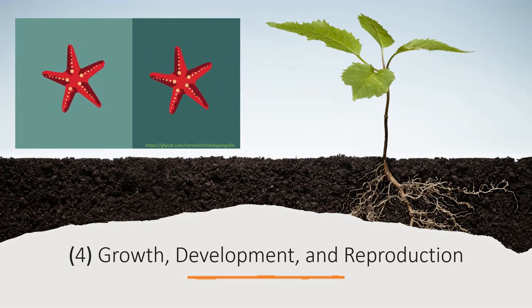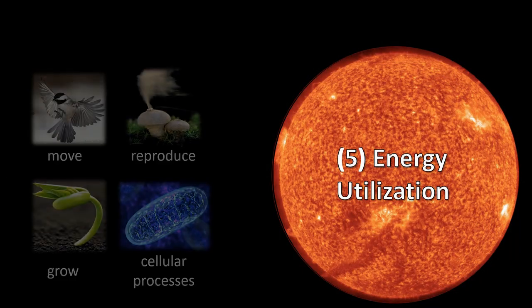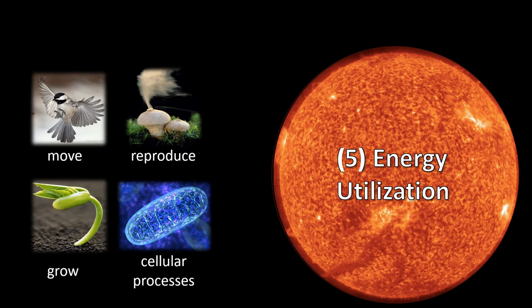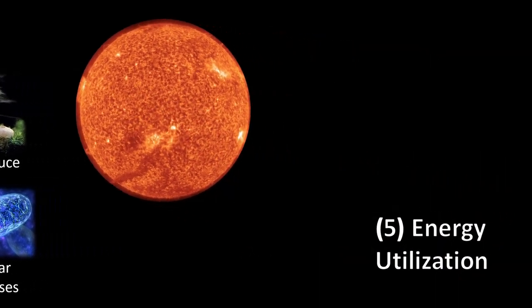Next, we have energy utilization, because life is work. Moving, growing, reproducing, and other cellular processes all require work. And in order to work, we need energy. All life both takes in and uses up energy in order to continue living. But how do we get energy? It's through the process of the transfer and transformation of energy and matter.